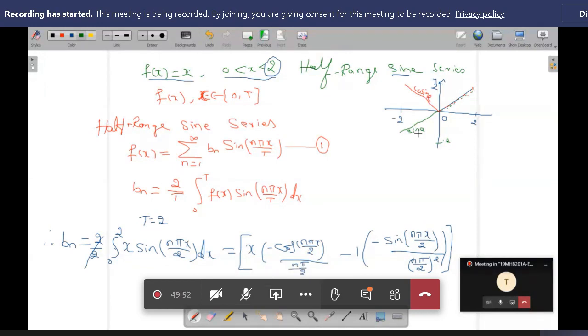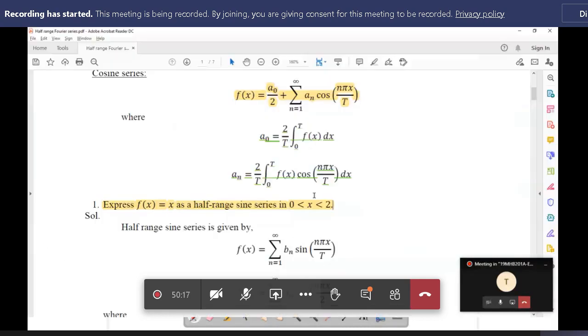So I guess basically she meant to ask whether it will be given in the question if it is sine extension or cosine extension. Will it be specified in the question? Yeah, if you're talking about a question, they will definitely specify it. Like the question I just gave: express f of x equal to x as a half range sine series. In the question itself they specify.